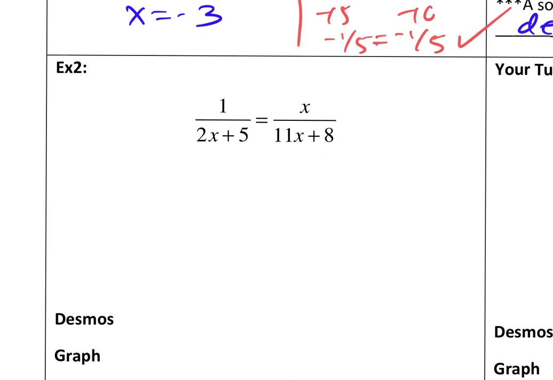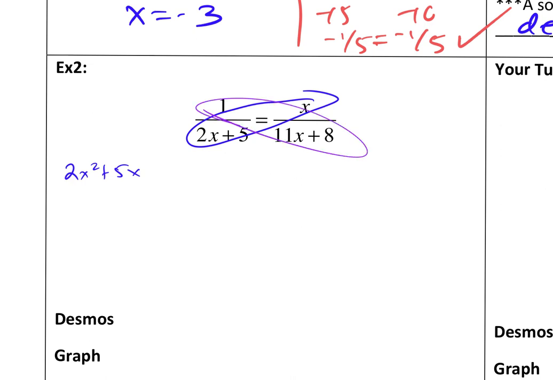Okay, so our first step is going to be the same as it was for the last problem. We're going to go ahead and we're going to cross multiply. When you cross multiply, we are going to get 2x squared plus 5x. And then when I cross multiply on the other side, we get just 11x plus 8. Now this problem's a little different because I have an x squared, and unlike the last problem, we're probably going to have to do a little bit of factoring.